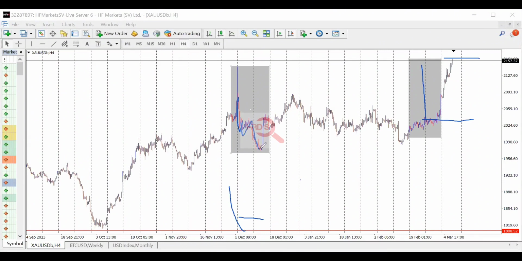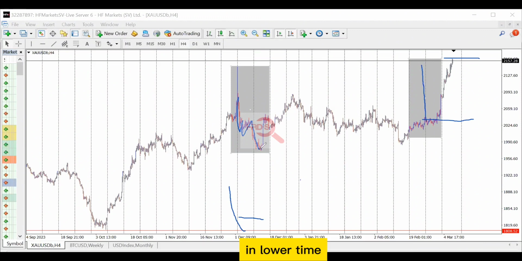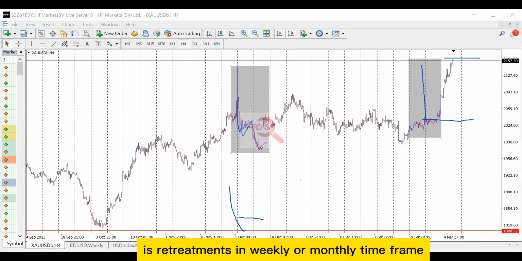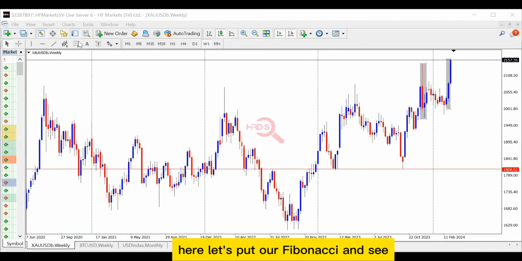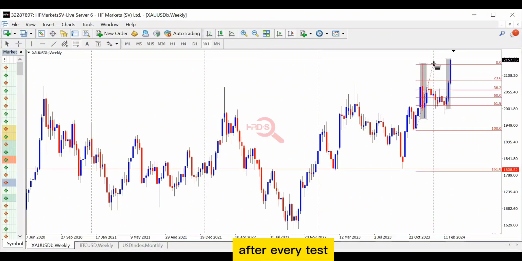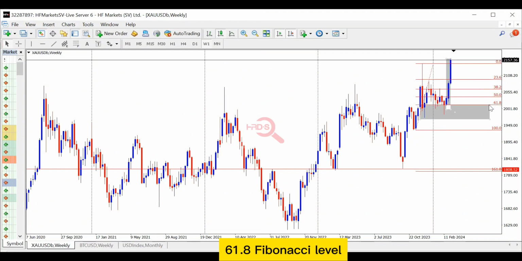Okay. So you need to know if the trending market in lower time frame is a retracement in weekly or monthly time frame. So you be on guard so that when the market reverses, you realign yourself with the higher time frames. Let us continue. So here, let's put our Fibonacci and see what happened from this retracement. After a retest, we had a retracement, and we can notice that the market came inside the 61.8 Fibonacci level.